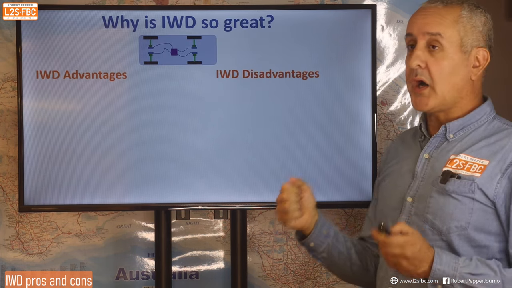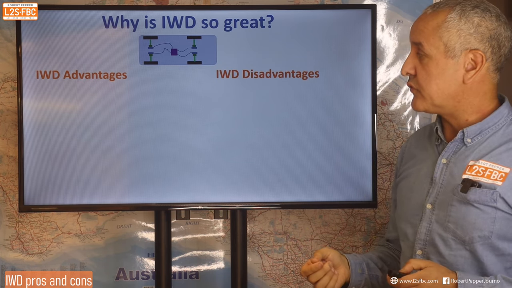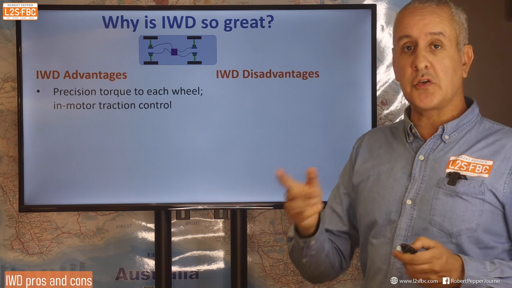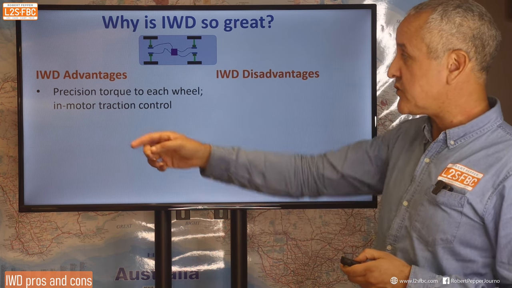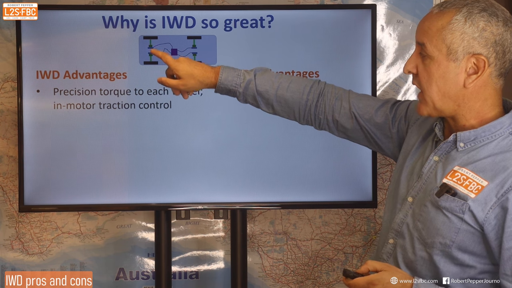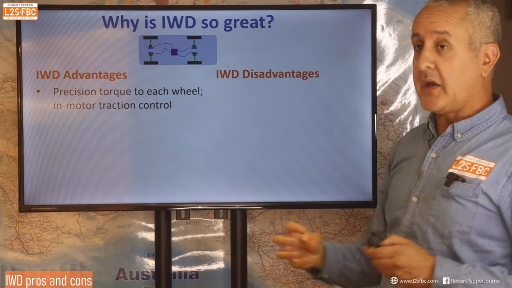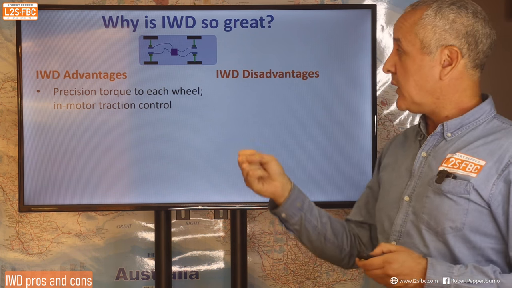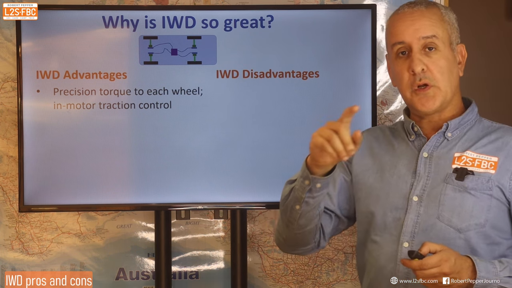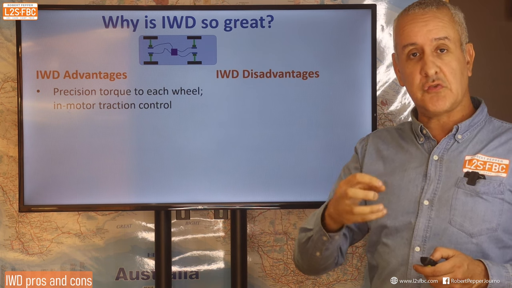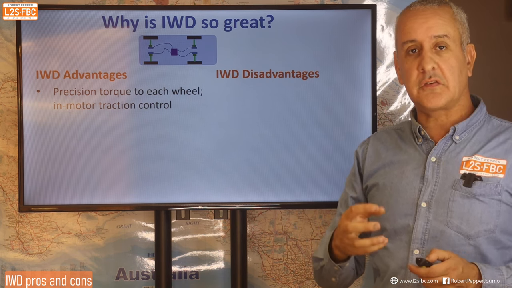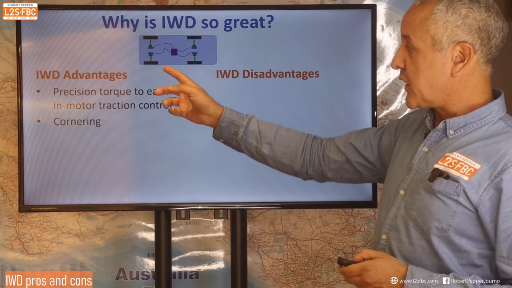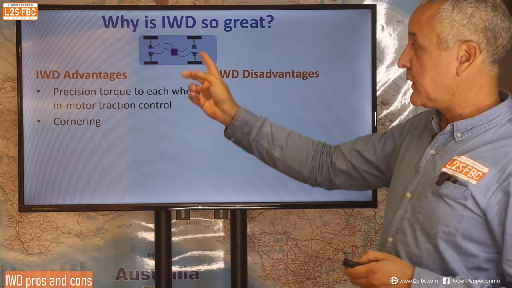So let's talk about why IWD, individual wheel drive, is so great, the pros and cons. Now we can also get precision torque to each wheel, not just to each axle, but to each individual wheel. We can speed this motor up, slow that motor down, we can even reverse them, and that's fantastic. We can also do in-motor traction control. So instead of needing, with the conventional wheel drive, a wheel speed sensor which goes around, we can actually just vary it directly inside the motor, and that is so much better and quicker than doing it off wheel speeds. Cornering, we can actually slow down wheels going around the corner, speed the others up.